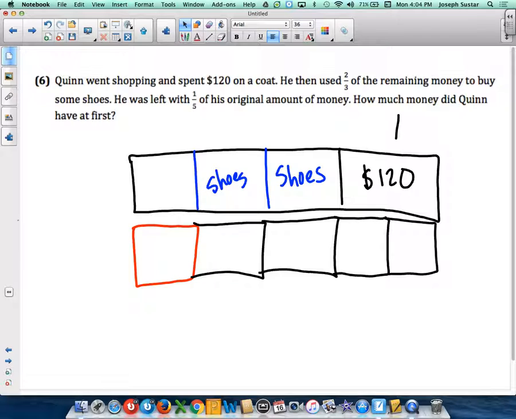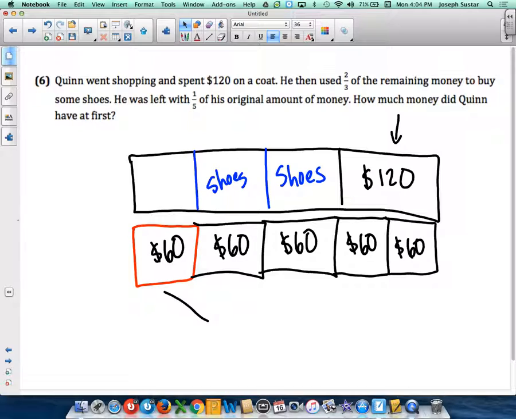So over here, we see that the $120 has to be 2 of the fifths. So we divide 120 by 2. So this piece has to be 60. Each piece has to be 60. Each of these fifths. And 60 times 5 leaves us with $300.